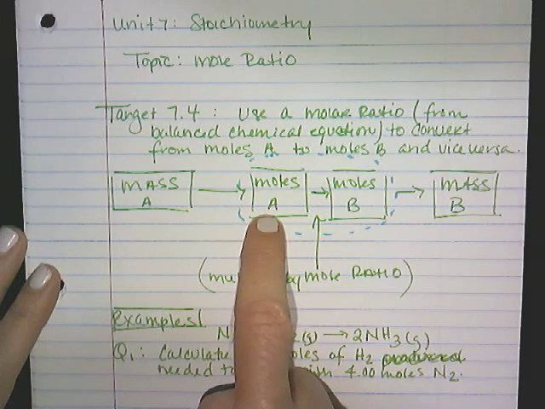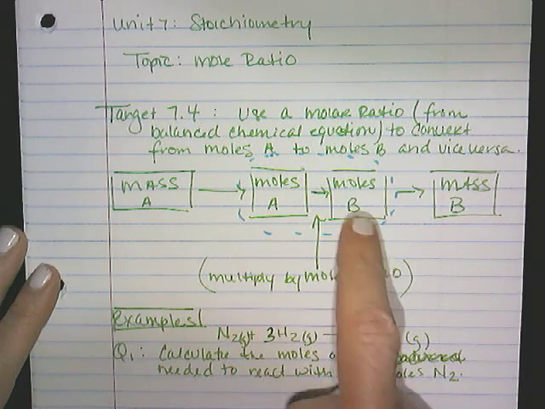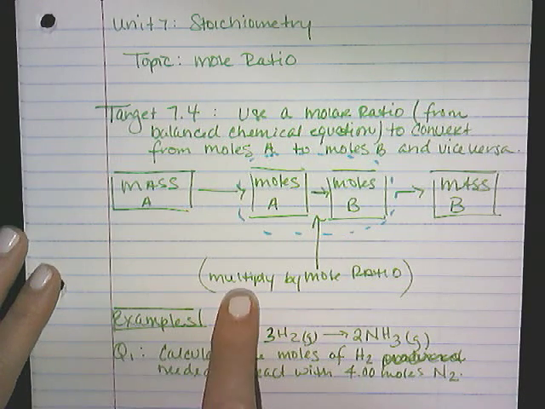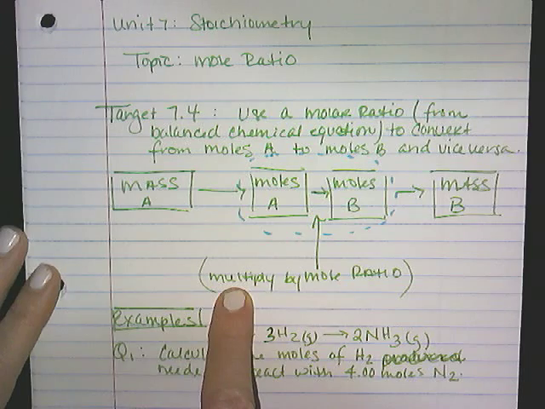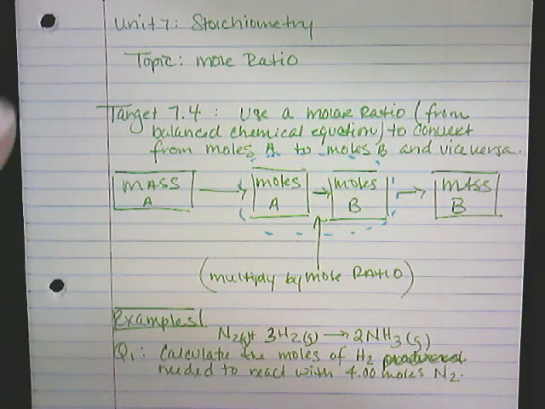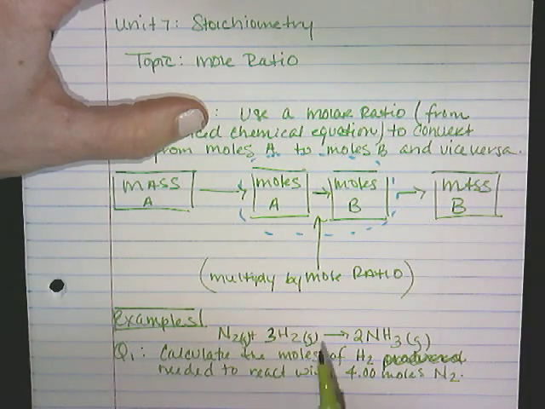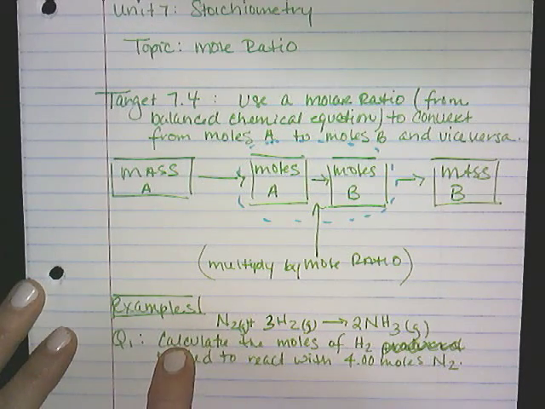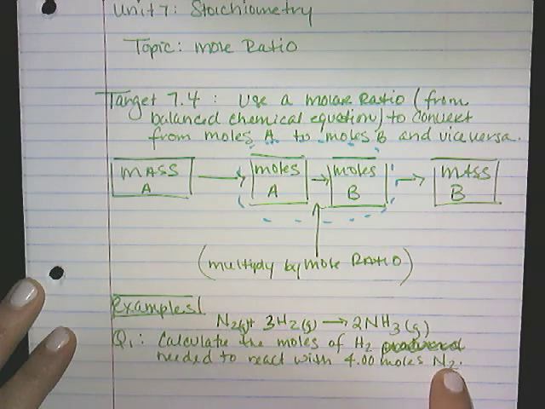Converting the moles of one substance, we'll call that A, to the moles of another substance, we'll call that B. In order to do that, you will simply be multiplying by a mole ratio. So, given an equation N2 plus 3H2 yields 2NH3, our task is to calculate the moles of H2 needed to react with 4 moles of N2.